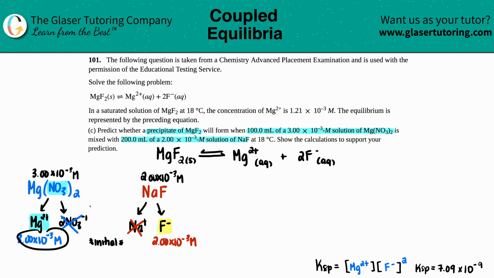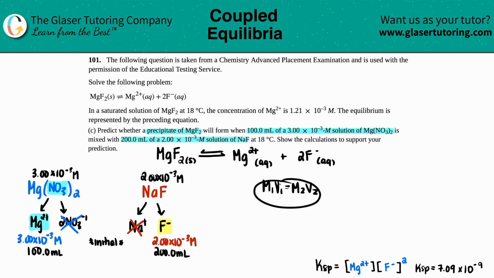However, now we're mixing these two solutions. What is the mixing formula? Yeah, it's M1V1 equals M2V2. Your initial molarity with your initial volume and your second molarity with the final volume. Keep in mind that the Mg2+ went with 100 mL. So I'll just write that down. Not 1 mL, 100 mL. And the F minus was 200 mL.